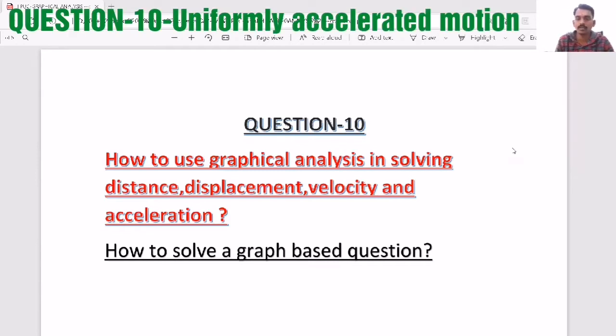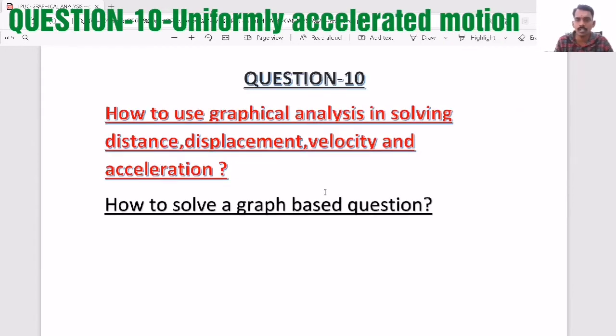Now we are going to study question number 10 of our 100 questions. It's all about the graphical analysis of motion, that is a class 11 topic. How to use graphical analysis in solving distance, displacement, velocity and acceleration and so on. But not only here, in many chapters we get questions based on graphs.